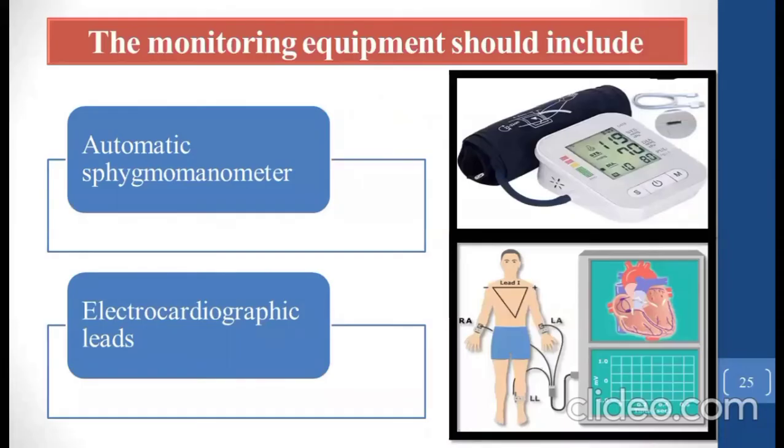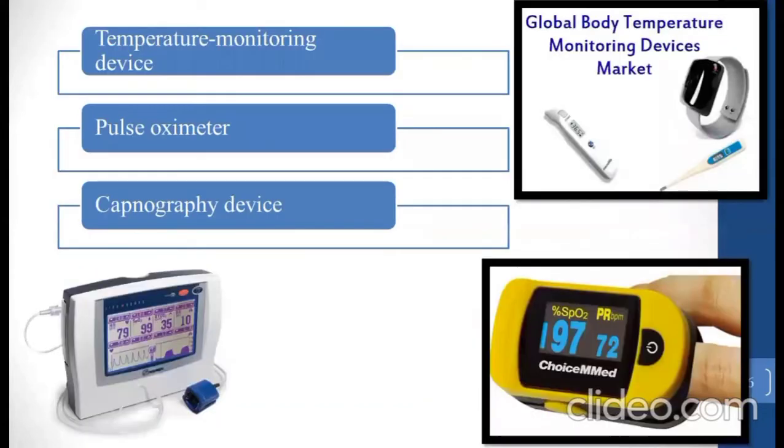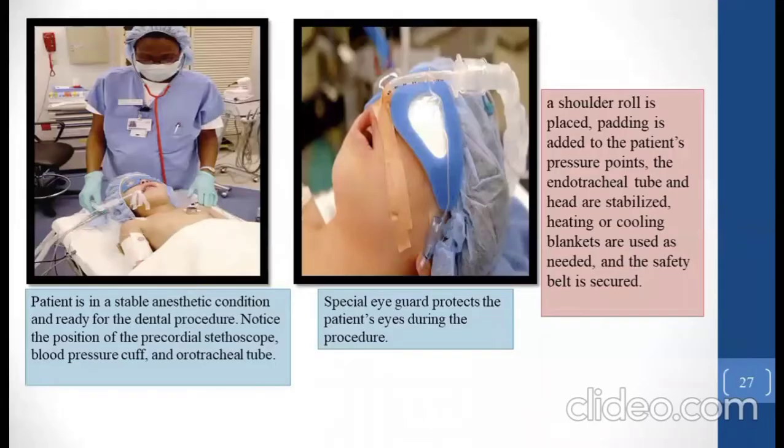Now, the monitoring equipment during the procedure should include the automatic sphygmomanometers, electrocardiographic leads, temperature monitoring devices, pulse oximeter, and the capnography device. First of all, the first picture shows that the patient is in stable anesthetic condition and ready for the dental procedure. In this picture, note that the position of the precordial stethoscope, blood pressure cuff, and the orotracheal tube.